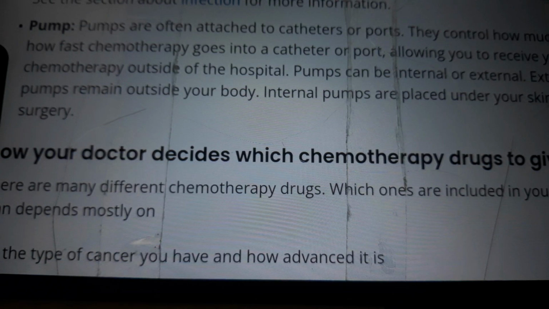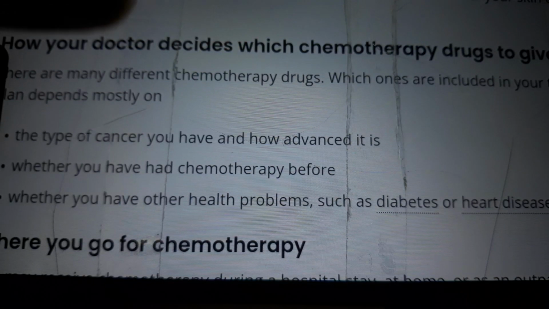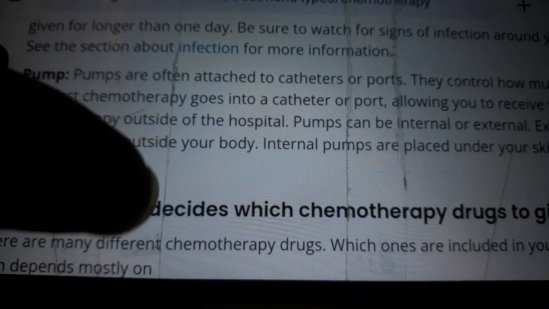Pumps are often attached to catheters or ports. They control how much and how fast chemotherapy goes into a catheter or port, allowing you to receive your chemotherapy outside of the hospital. Pumps can be internal or external. External pumps remain outside your body. Internal pumps are placed under your skin during surgery. And how your doctor decides what chemotherapy drugs are given to you, we'll come to that later.